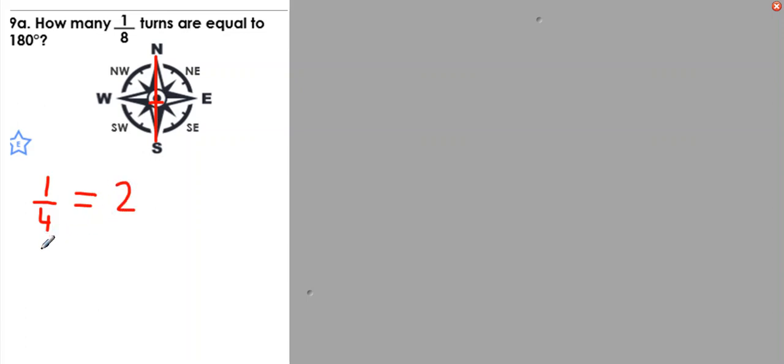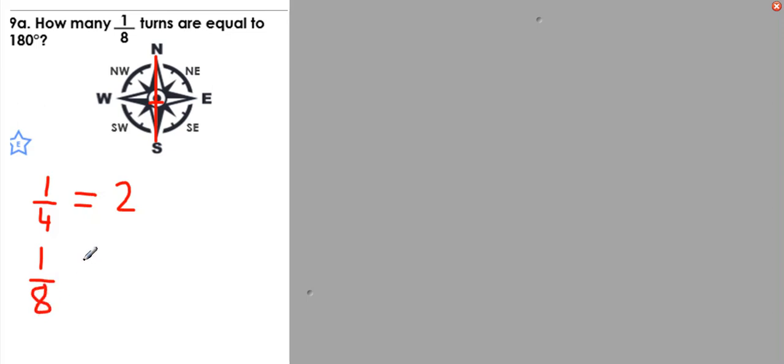Okay, so now we need to work out how many 1/8 turns are equal to 180 degrees. So first of all, I would work out how many quarter turns are in 180 degrees. So in 180 degrees, that is your straight line. I know that I have got 2 quarter turns. Okay, so I want to know my 1/8 turns. How many 1/8 turns have I got?